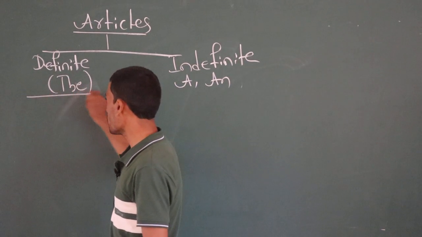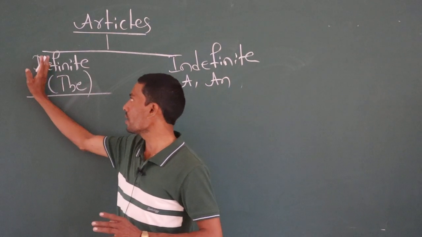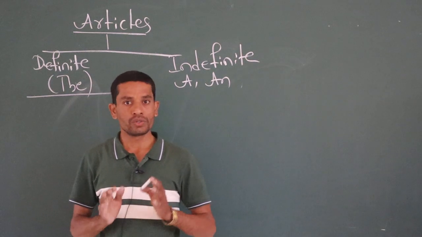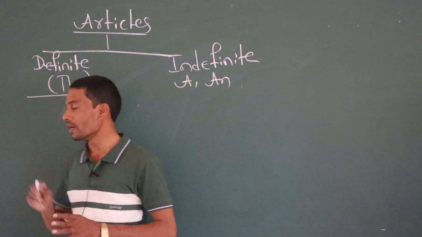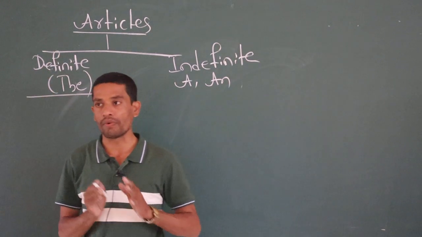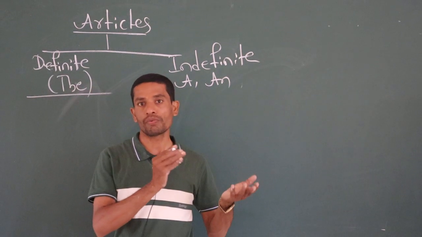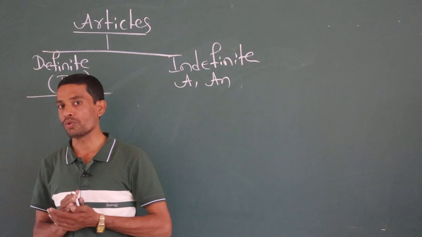So what is a definite article? The definition itself tells that a definite article always talks about a definite situation. It talks about a definite person, place, or thing. Whenever we are talking about a particular person, a particular place, or a particular thing, at that time we have to use the article.